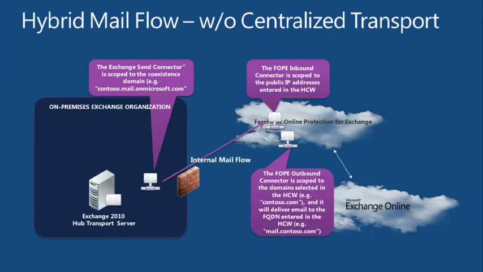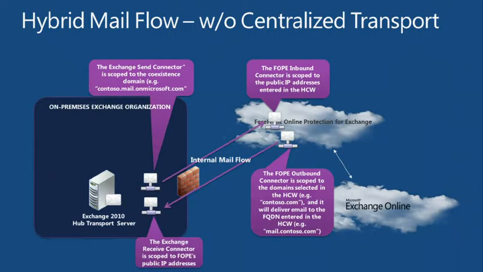So it effectively means that, without centralized transport control mode, if you're a mailbox in Exchange Online sending to a user whose domain is one of your own domains, it's going to hit this outbound connector and get forwarded to on-premises. If, however, you're sending to a user that isn't one of your own domains, you didn't pick it in the hybrid configuration wizard, and it's just an external recipient, it's going to go straight out to the internet and be delivered in the normal way.